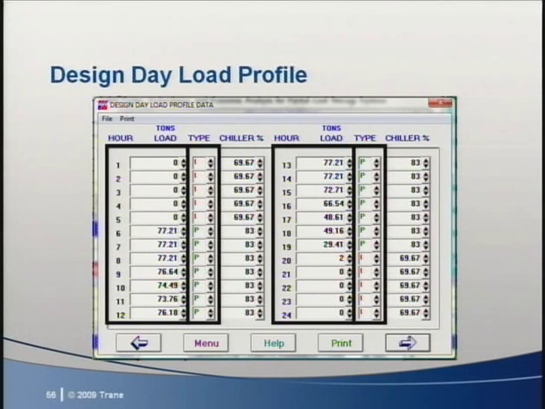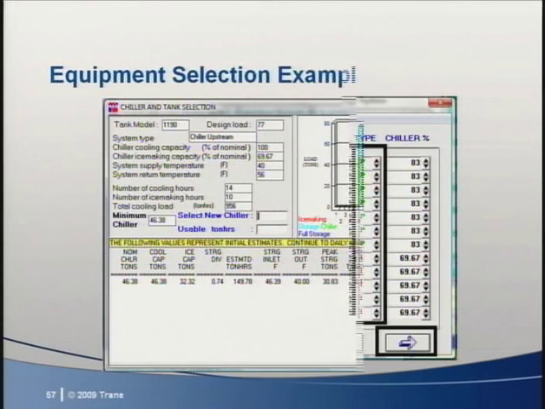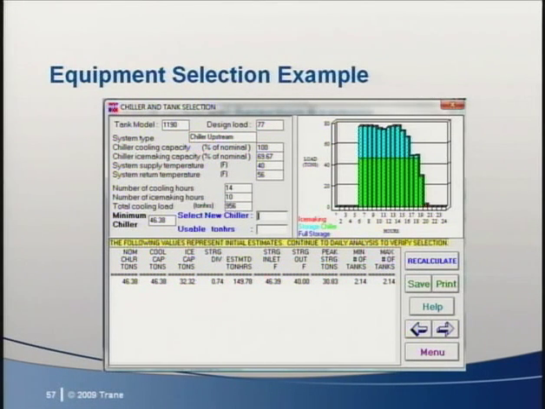The hour type is denoted by I for ice making, P for partial storage cooling, or F for a full storage hour. The chiller percentage entries are automatically populated from the previous input screen and represent the chiller capacity as a percent of nominal for daytime contribution and ice making. Click the next arrow and the program does its initial calculation of the minimum selection. Here is the preliminary selection output screen.